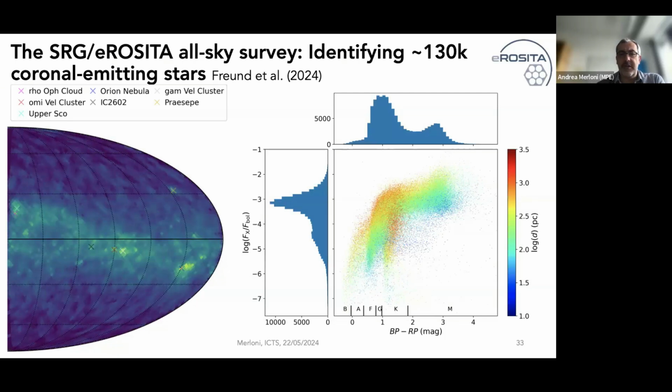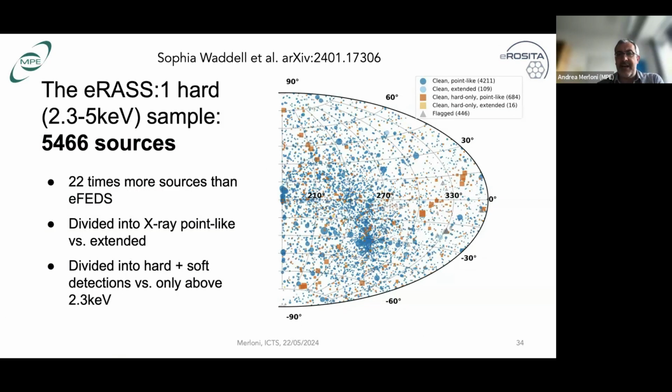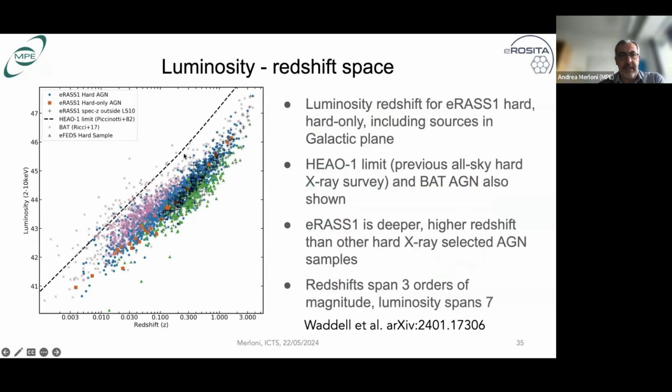But just before closing, a highlight of the fact that even this small hard X-ray catalog has been studied extensively. This is a paper by a student of ours at MPE, Sophia Waddell, who presented the identification of the AGN content of these 5,000 hard selected sources. Here is the redshift luminosity plane of the sample. The blue is this eROSITA hard sample compared to other hard X-ray selected samples like Swift-BAT.